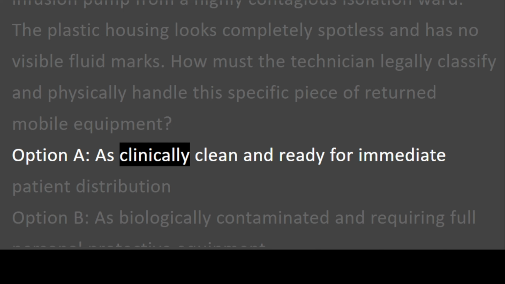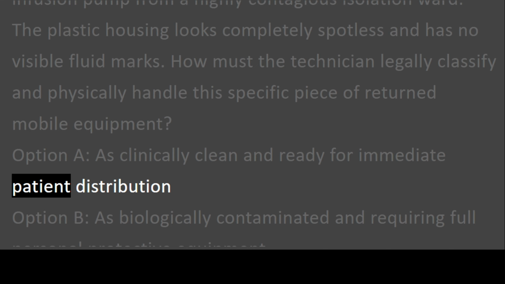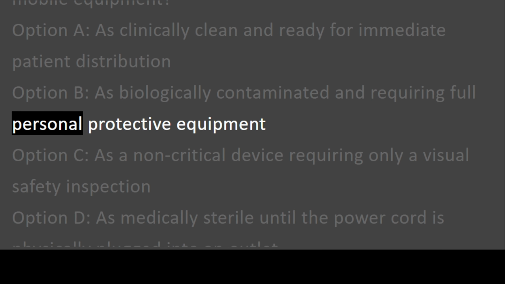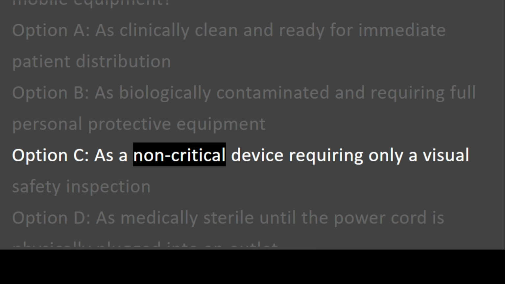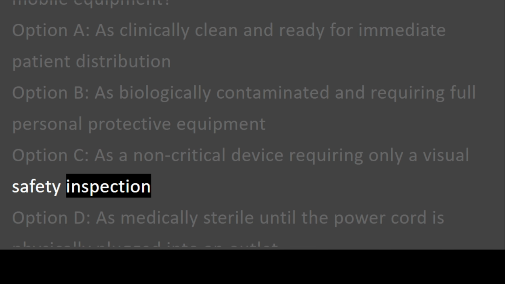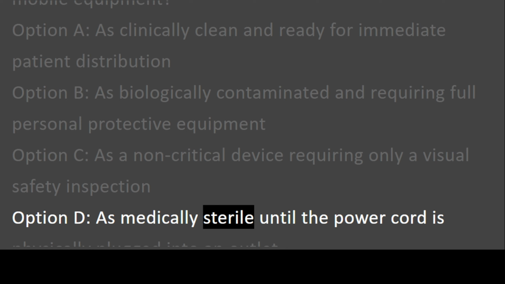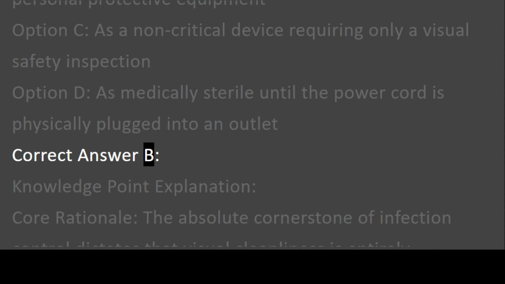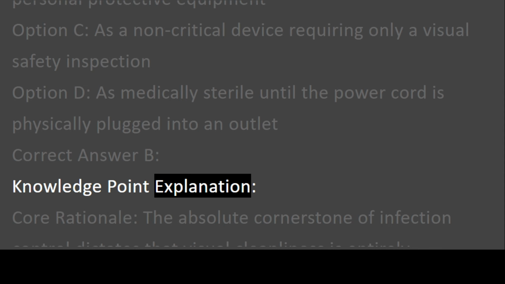Option A. As clinically clean and ready for immediate patient distribution. Option B. As biologically contaminated and requiring full personal protective equipment. Option C. As a non-critical device requiring only a visual safety inspection. Option D. As medically sterile until the power cord is physically plugged into an outlet. Correct answer B. Knowledge point explanation.